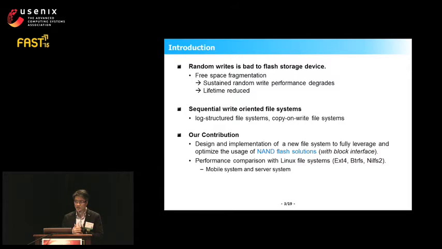So the problem is that random write is bad for a flash storage device because it causes free space fragmentation. When the free space is fragmented, the FTL has to do a costly garbage collection that causes sustained random write performance degradation and lifetime reduction as well. So how about using a sequential write-oriented file system for flash storage? We can think of it because it generates only sequential writes. But we also have to think that sequential writes need cleaning in the file system layer.